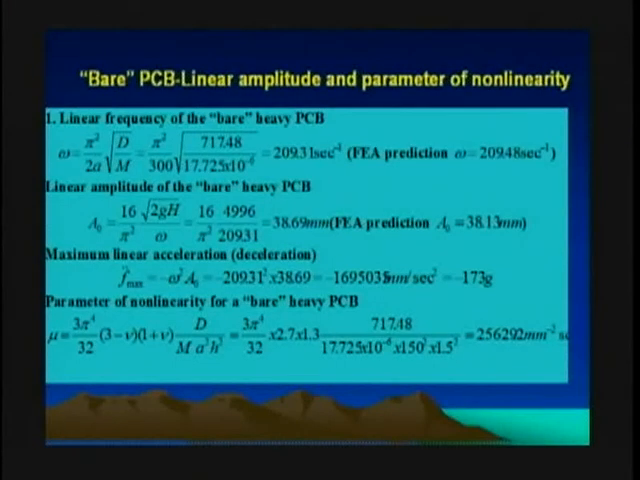And we calculated the frequency 209.3, and finite element says 209.4. Linear amplitude, and you remember how we calculated that, was 38.69, and finite element predicts 38.1. It's good agreement with finite element, but what I want to emphasize, this number is what would have happened if the response would be linear. And it's huge, because at 38.8 millimeters, imagine. Of course, no board will be able to withstand that, but it's a linear amplitude, a hypothetical amplitude.